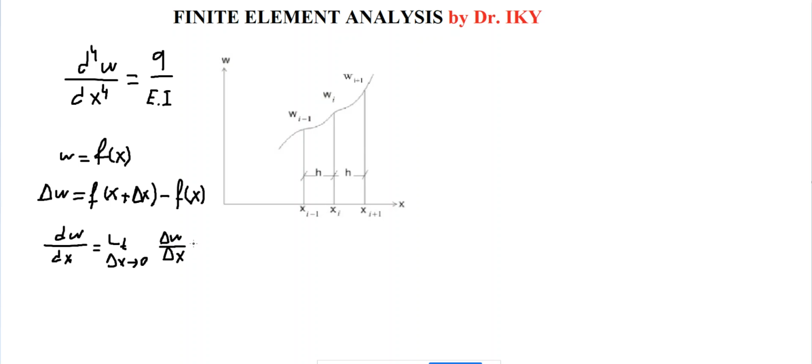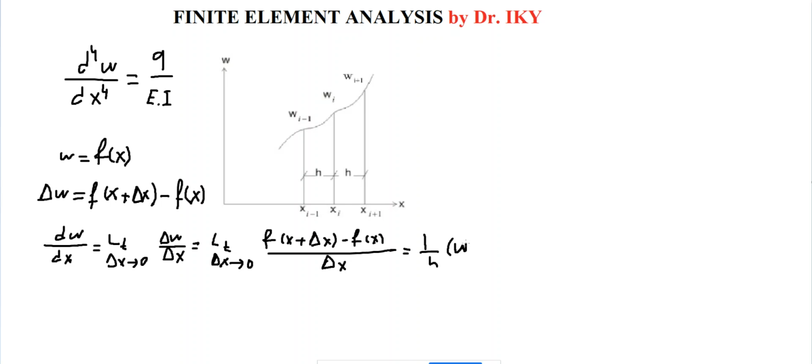This is the basics of the function, and it is equal to the limit, again delta x going to 0, of f(x plus delta x) minus f(x) over delta x, and finally we get 1 over h times omega i plus 1 minus omega i.